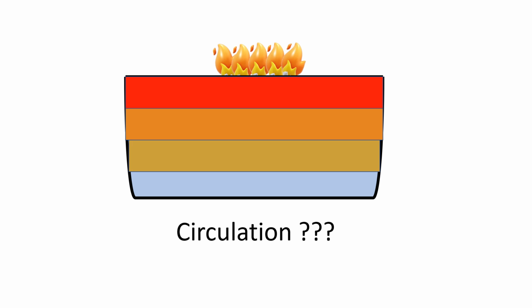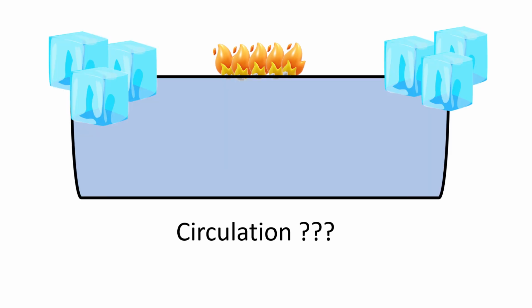In this scenario, you likely wouldn't observe any circulation. This is because the warmer, lighter fluid always remains at the top. However, the water would likely heat up much more slowly, with the warmth gradually transferring from the topmost layer to layers beneath.